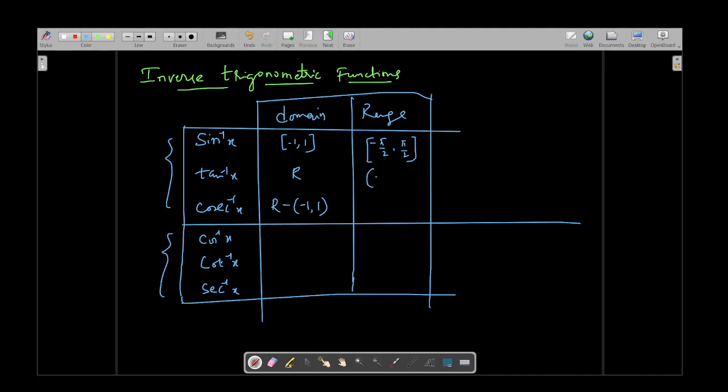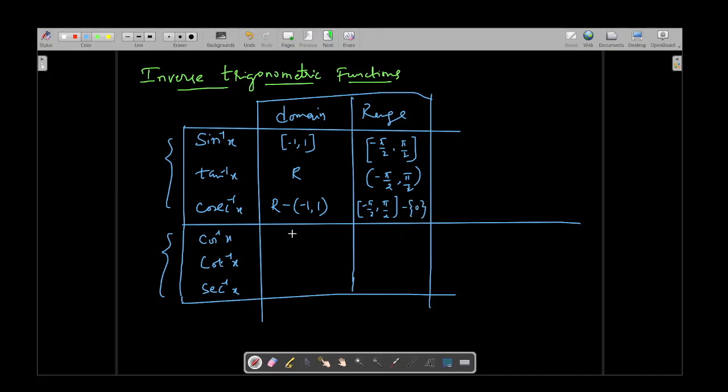For tan inverse, it is minus pi by 2 to pi by 2 in an open interval, because tan pi by 2 and tan minus pi by 2 is not defined. Cosecant inverse x is minus pi by 2 to plus pi by 2 except 0.